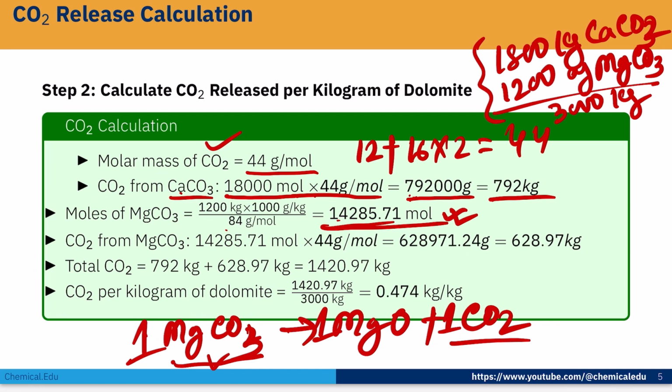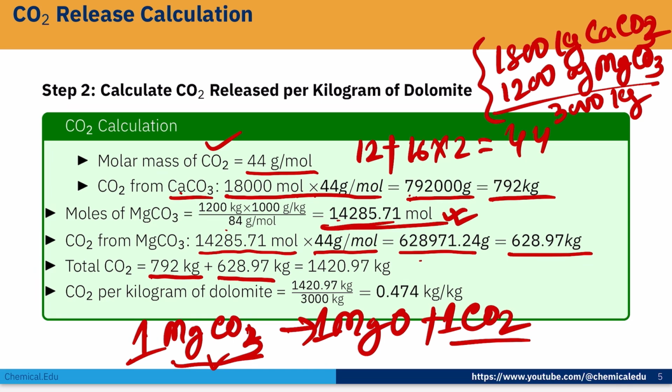So carbon dioxide from the magnesium carbonate is 14285.71 mole. Now if you multiply by the molar mass, that will produce 628971.2 gram. If we convert that gram to kg, that will be 628.97 kg. Now total carbon dioxide: 792 is coming from the calcium carbonate and 628.97 is coming from magnesium carbonate. So the total will be 1420.97 kg.